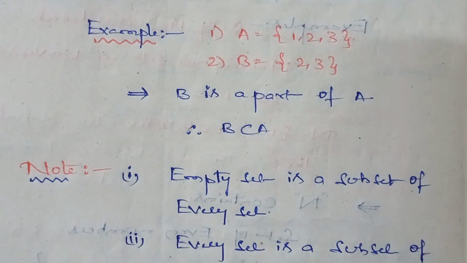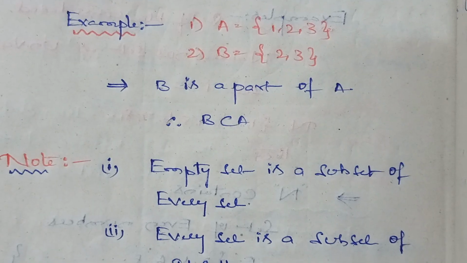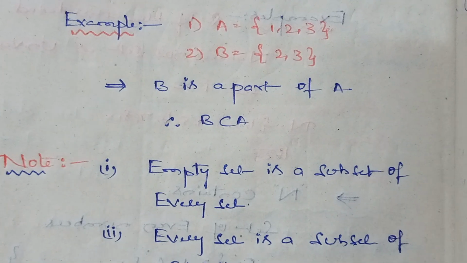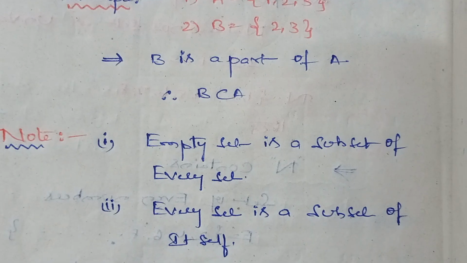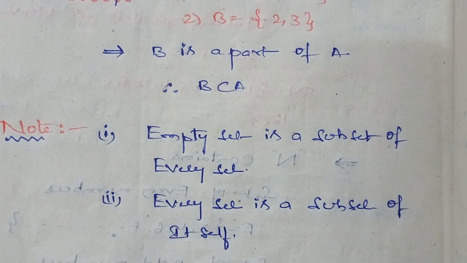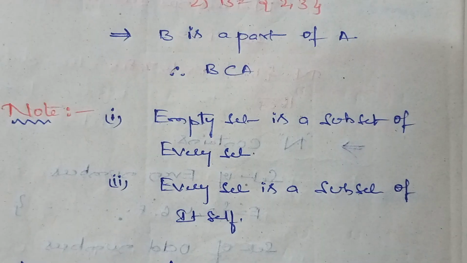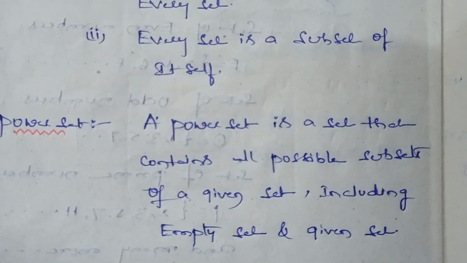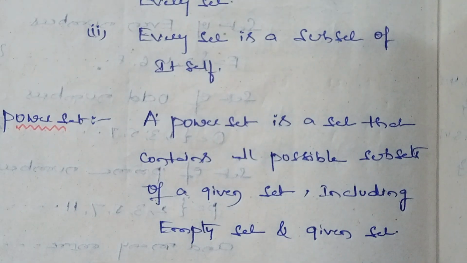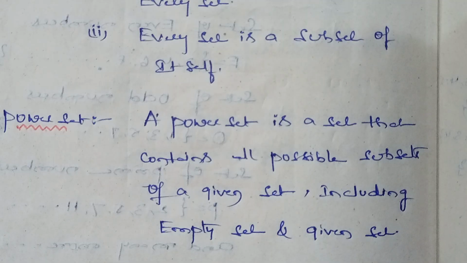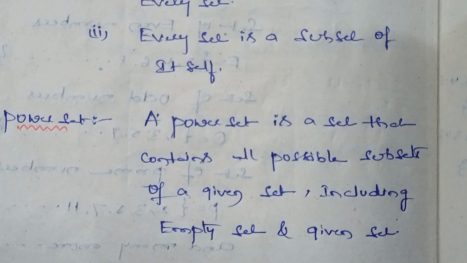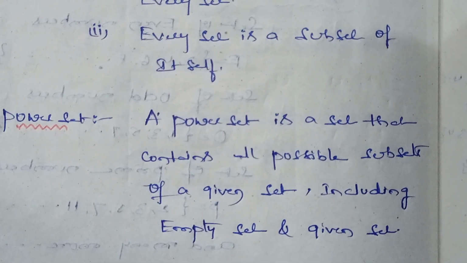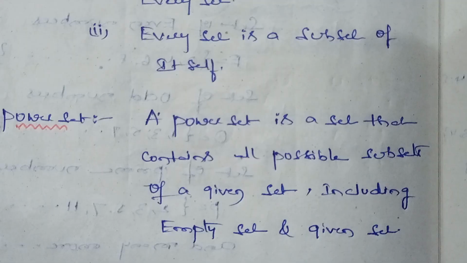And an important point: the empty set, the null set, is a subset of every set, and every set is a subset of itself, students. These 2 points are common for every set. Now coming to the power set. The power set is a set that contains all possible subsets of a given set, including the empty set and the given set.